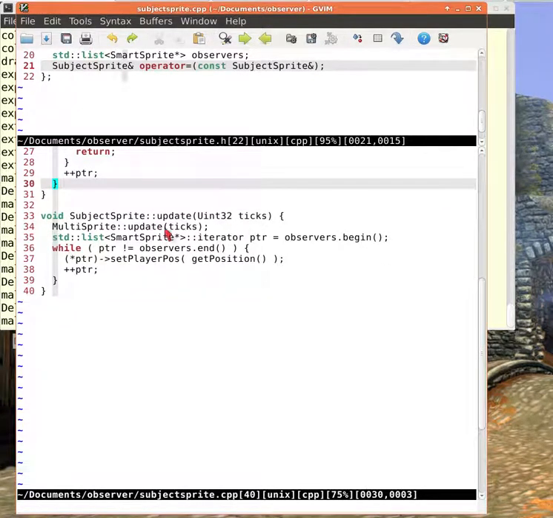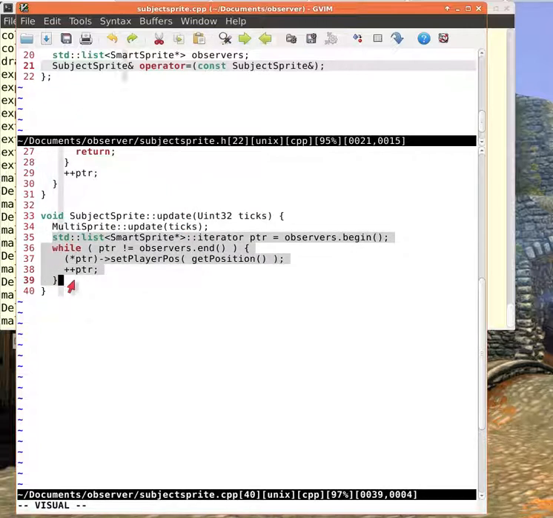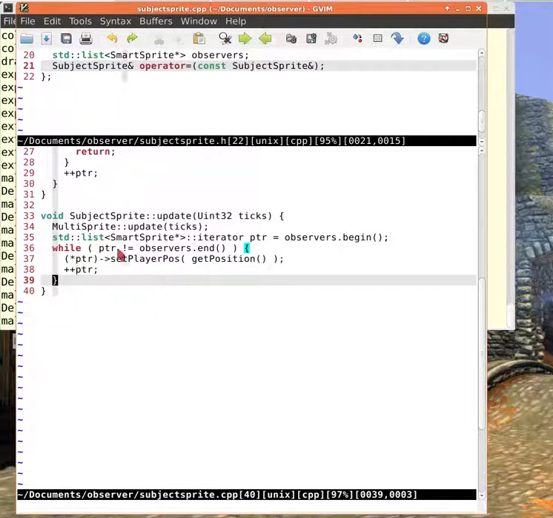Okay, and then update is fairly straightforward. How do I do an update? Once again, reuse. Notice how much reuse I'm getting from inheritance. That is, my subject sprite is derived from multi-sprite, and to update the position of the subject sprite, I just use the update in the base class, and then I incorporate this additional functionality into the derived class, namely, I tell all my observers. So I run through my list of observers. I tell all my observers where I am. So I get my position and I pass it over to the observers. So I tell each of the observers, here's where I am if you want to know.